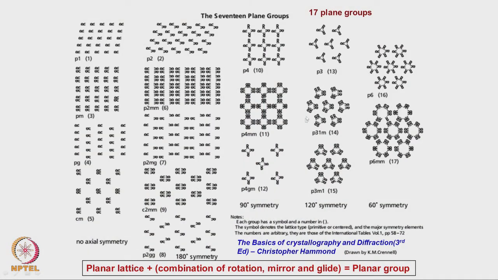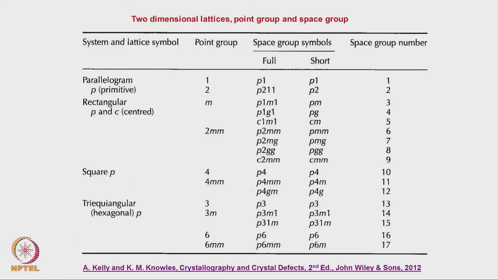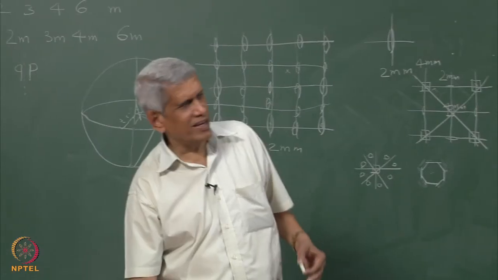This is taken from Hammond's book, using R as an asymmetric unit, and shows the types of two-dimensional crystals which can be constructed with different space groups. We can have distinctly only 17 that are possible. Okay. This is also another way in which the same thing is represented. This is taken from the Kelly and Knowles book. Okay, one can go through this and understand it. Essentially all are the same.